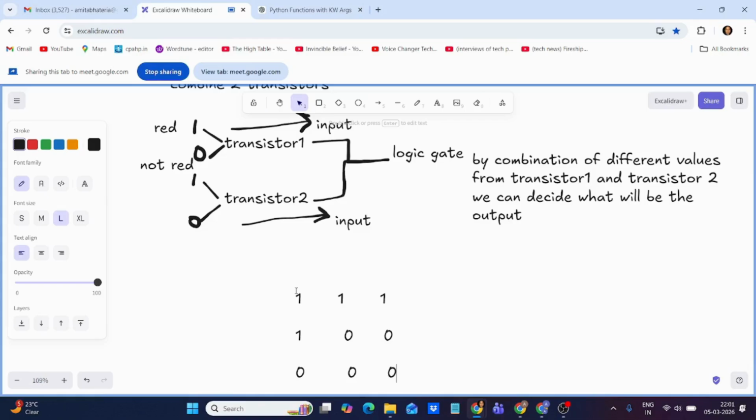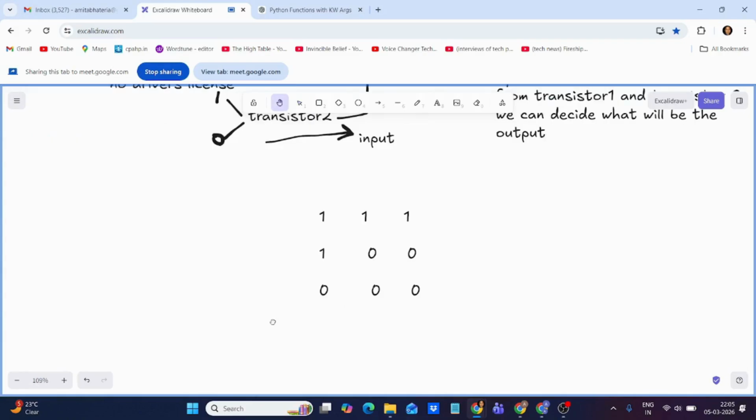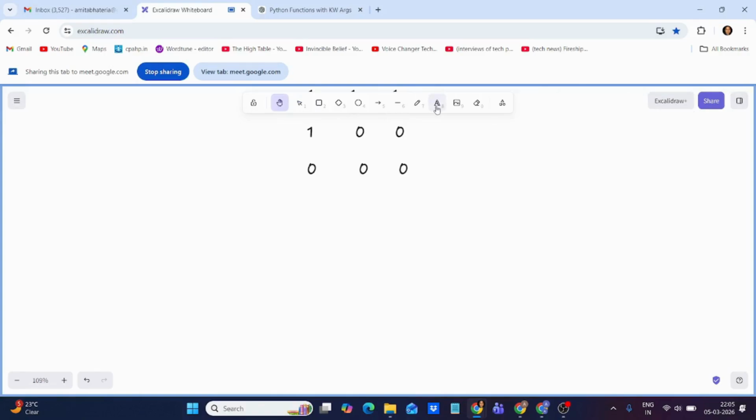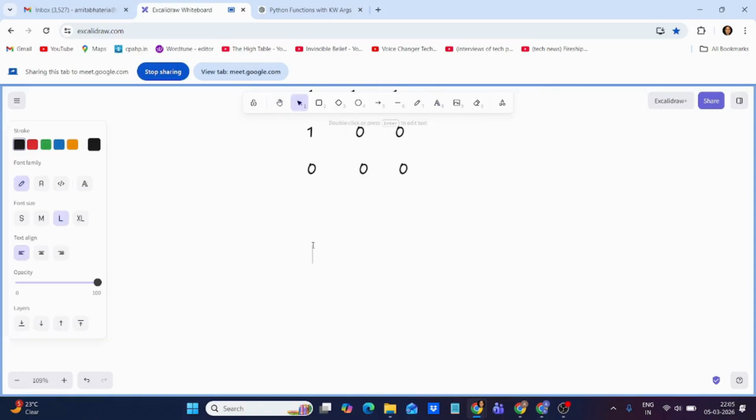Right, so you got this boolean algebra table, or boolean table, for the AND gate. You just solved the AND gate. If two persons are coming, one is having a driver's license, which means 1, and the other is not having a driver's license, 0, what will be the output?